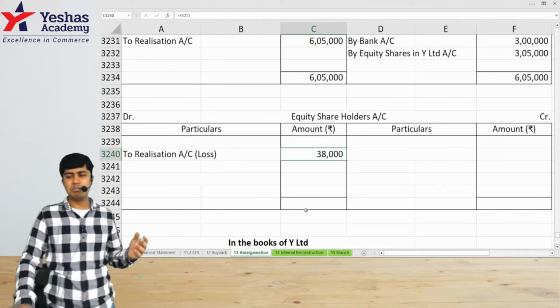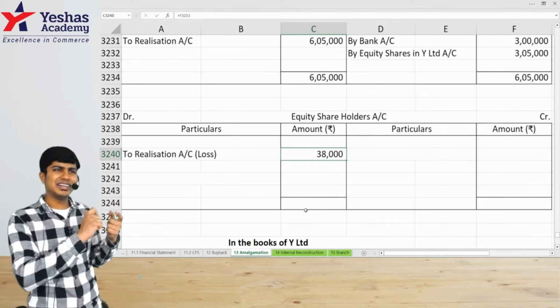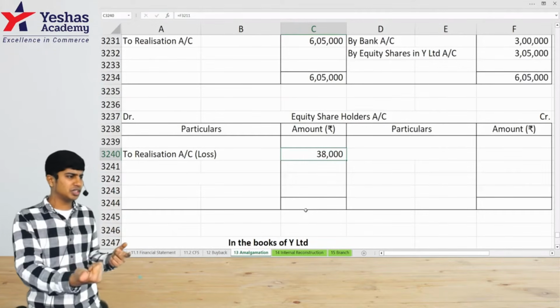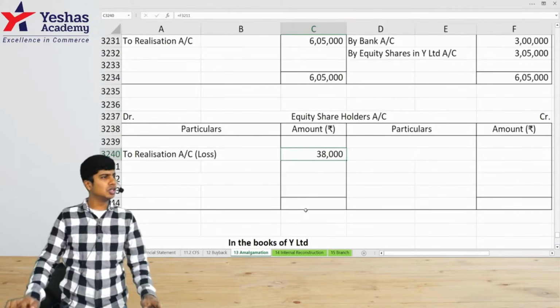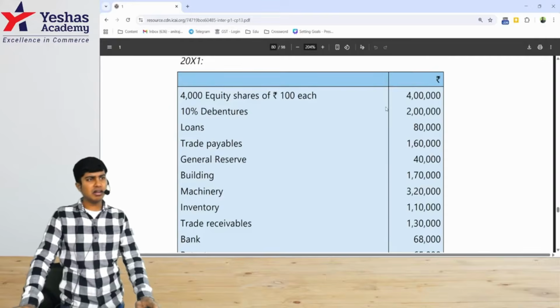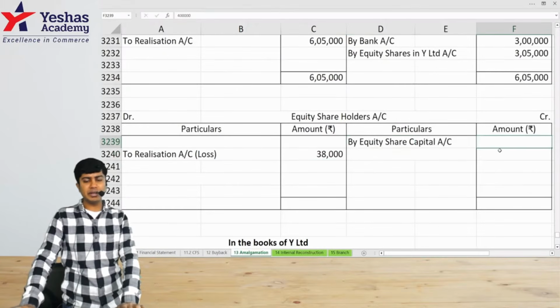How do we do it? Very simple. Close your share capital, reserves and surplus, accumulated losses to shareholder. First write share capital account debit, reserves and surplus account debit to shareholder. How much is the share capital? 4 lakh. I'll write by share capital 4 lakh.